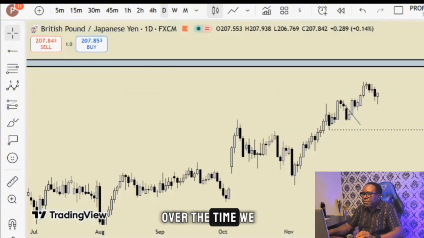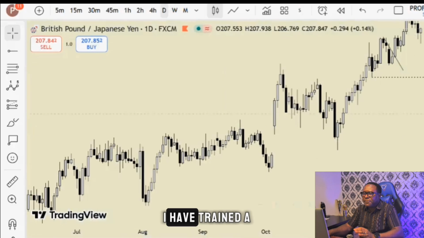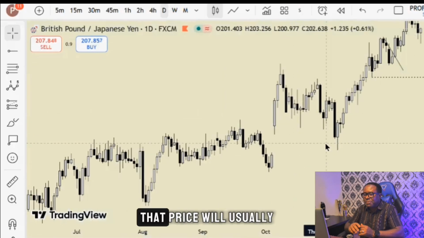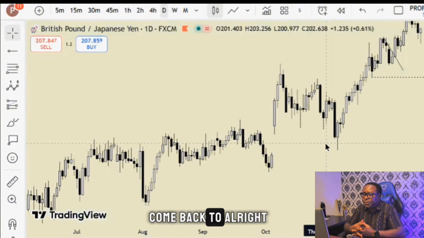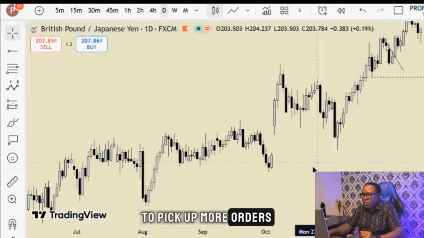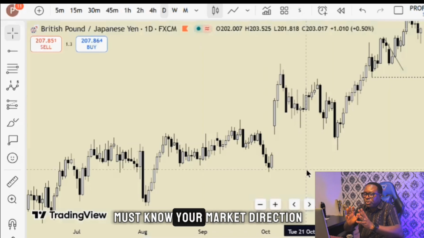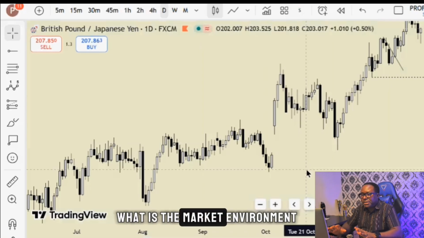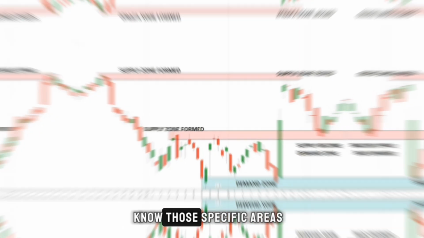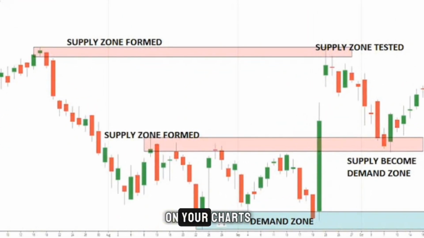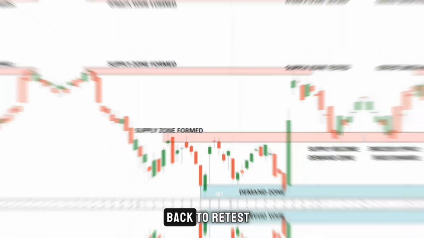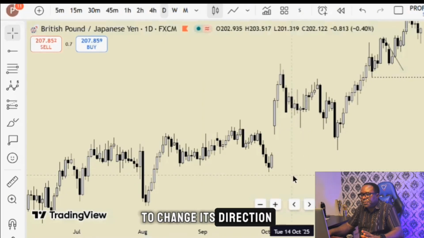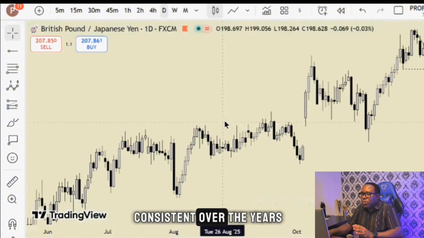And over the time, we have trained a lot of students on how to identify these areas that price will usually come back to, to pick up more orders. First, I said you must know your market direction. In what direction is this market going? What is the market environment? And then you must know those specific areas on your chart where price will come back to retest or where price will get to, to change its direction. And this has been consistent over the years.